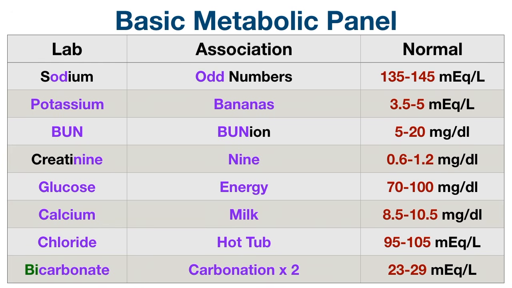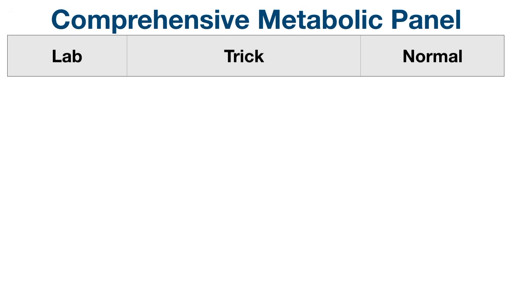So basically, if you memorize the word associations, you'll start to memorize the normal lab values. So always associate sodium with odd numbers, potassium, bananas, BUN, bunion, creatinine, 9, glucose, energy, calcium, milk, chloride, hot tub, bicarbonate, carbonation, or soda.